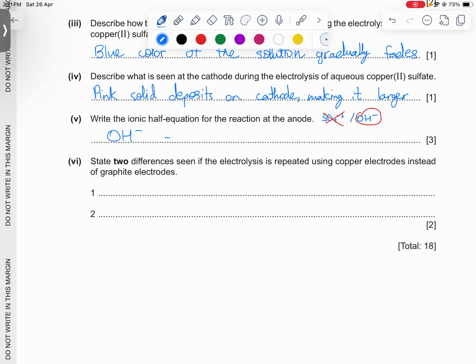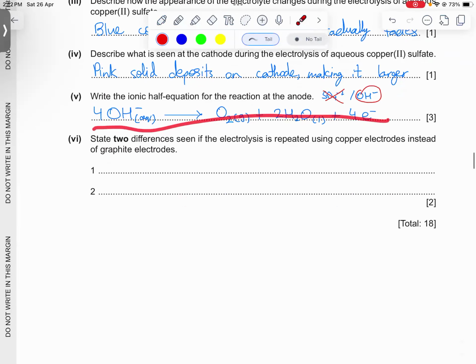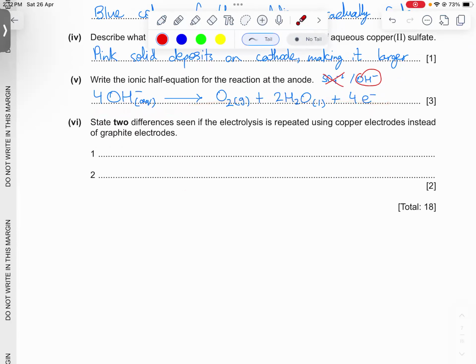And what do we see about hydroxide ions? We have to memorize this. It is 4OH minus aqueous, right? It will produce one molecule of oxygen, meaning 1 mole of oxygen gas. It will produce 2 moles of H2O, which will be liquid, and it will produce 4 electrons, right? At anode, electrons are lost. This is the half ionic equation for hydroxide ion and its decomposition. Next question.